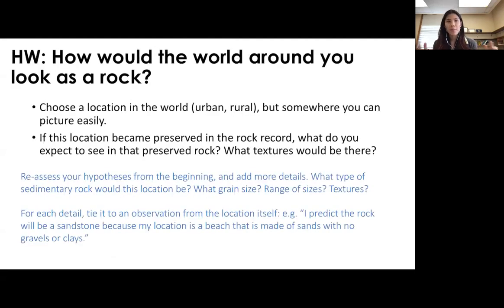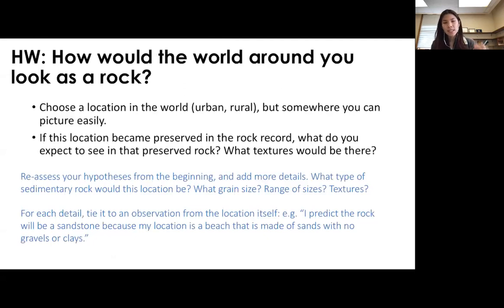And then when you wrap that up, here's your homework. We had this original question of how the world around you would look as a rock. What I'd like you to do is to reassess your hypothesis from the beginning of the lecture and start to add more details to it. For example, what type of sedimentary rock would it be? Is it clastic or chemical? What would you name it? What kind of grain size would you expect to see? The range of the sizes, the sorting, the angularity, and the textures within it.